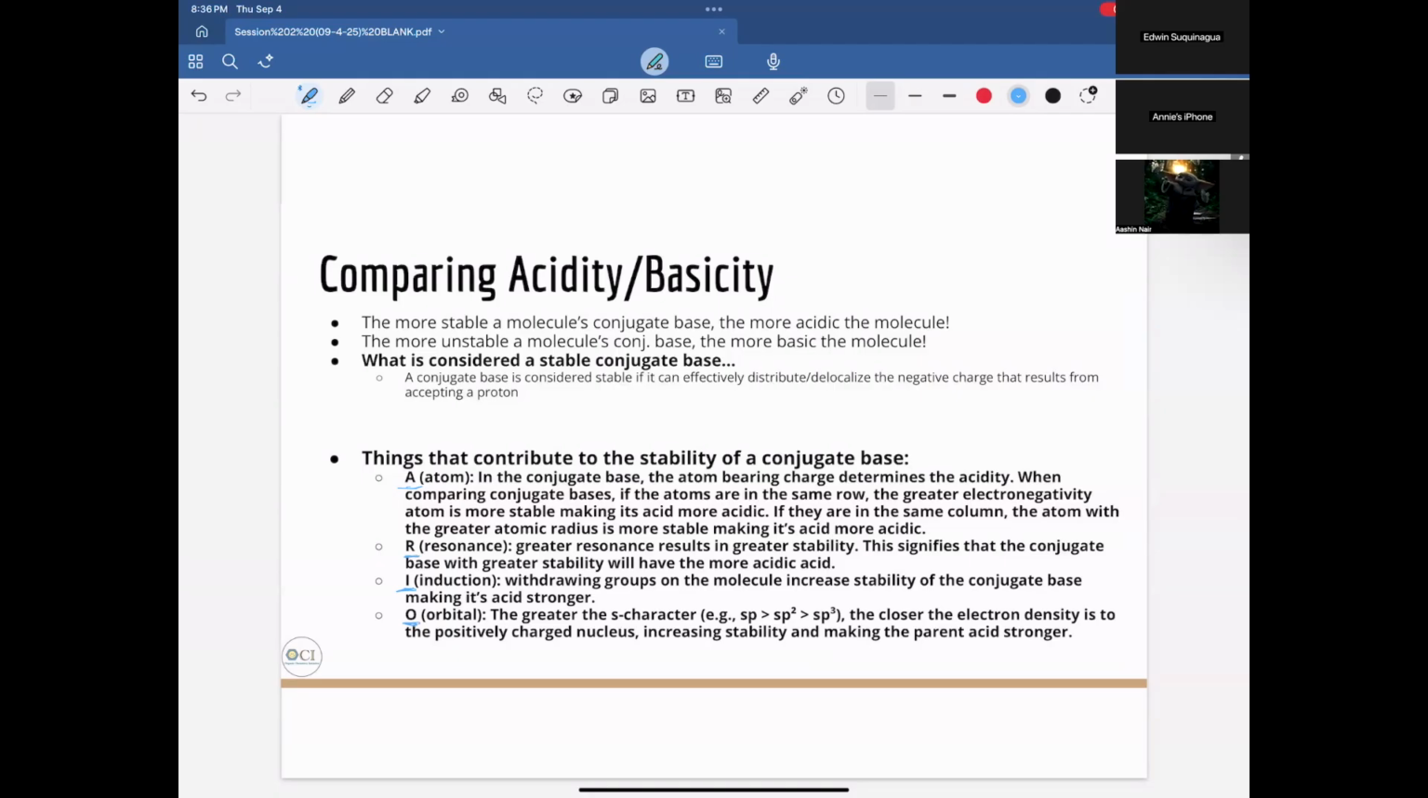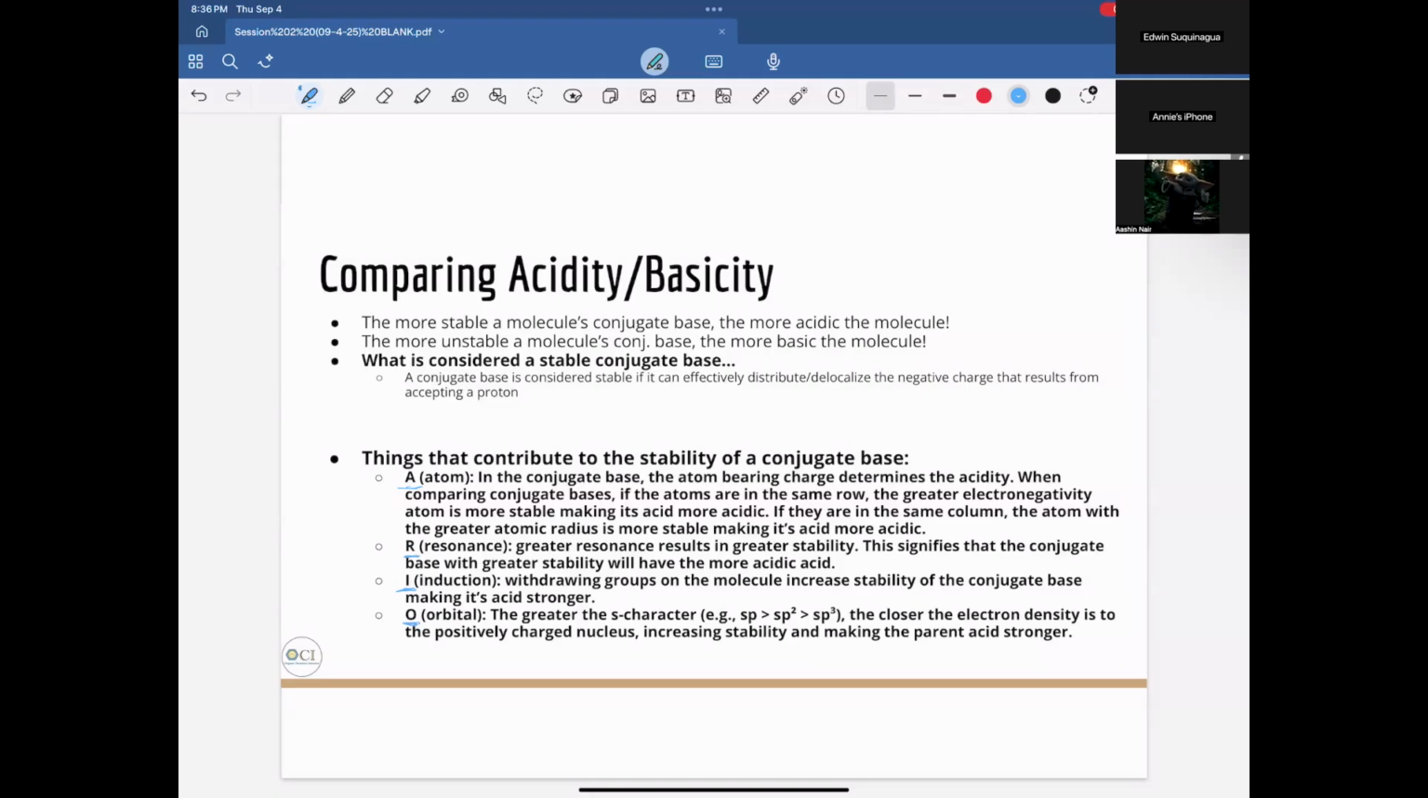Yes. So if we're thinking about S character, we think about the hybridization of that atom. So our different types of hybridization that we talked about, we have our SP, which is linear. We have SP2, which is able to do resonance, and we have SP3, which cannot do resonance. But if we have SP, that is more S character than SP2, right?